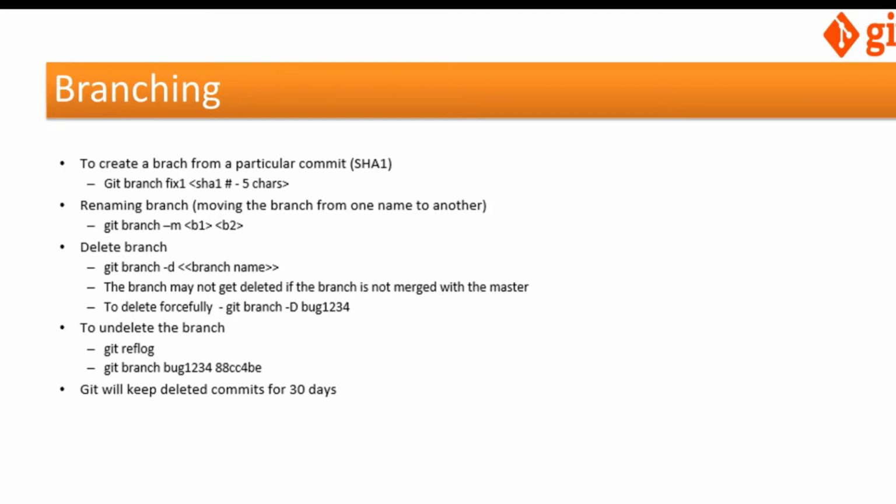Renaming a branch, we can rename it. We can delete a branch as well with the git branch -d option. We can do that forcefully as well, with the -D option. We can undelete branches using git reflog. All the logs will be stored there, and we can recover using git branch and the name of the branch from the reflog file. Git keeps deleted commits for 30 days. After 31 days we cannot undo the deletion of those branches.